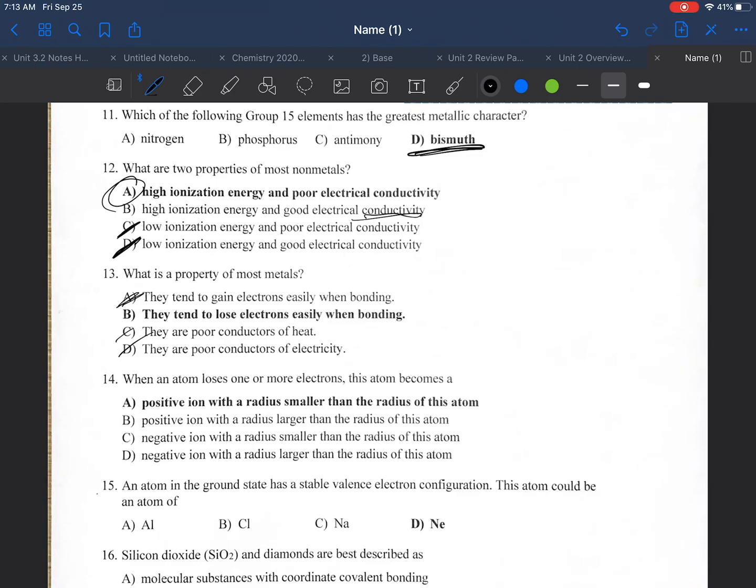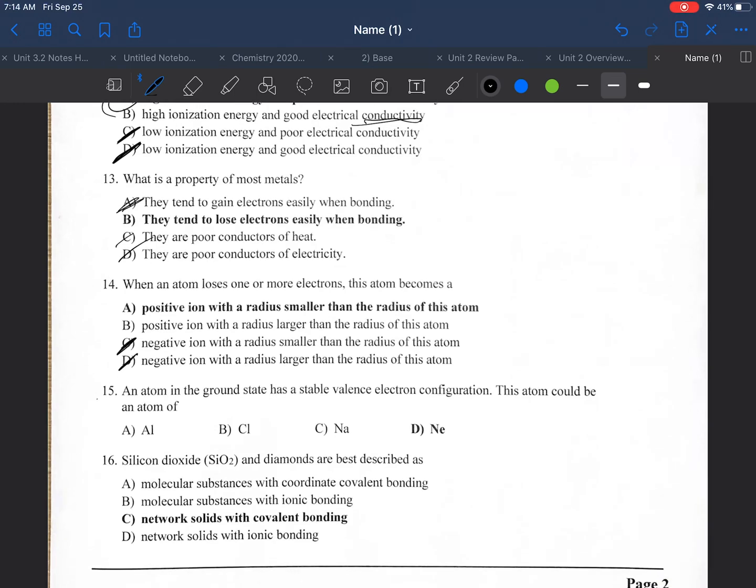When an atom loses one or more electrons, this atom becomes... And so when we're losing electrons, we're losing a negative charge, so it can't be C or D. And then you have to remember the rules. When you lose an electron, the radius gets smaller. And so that leaves us with A.